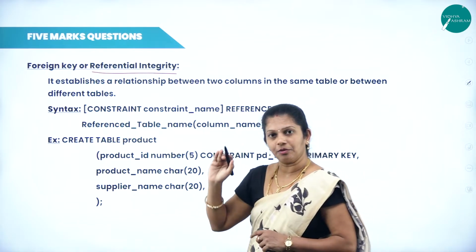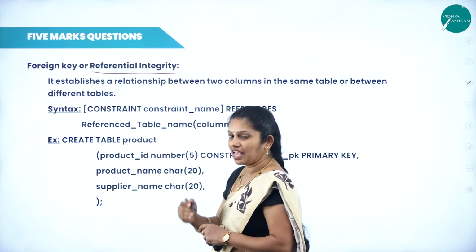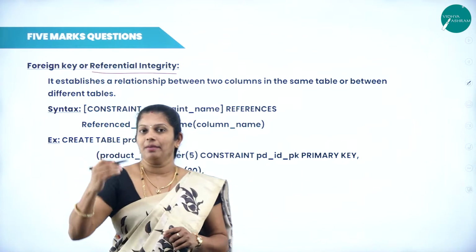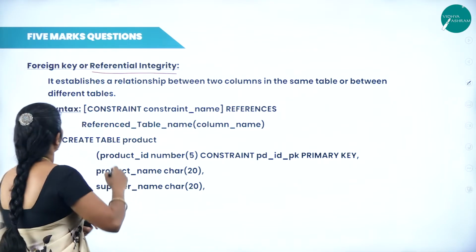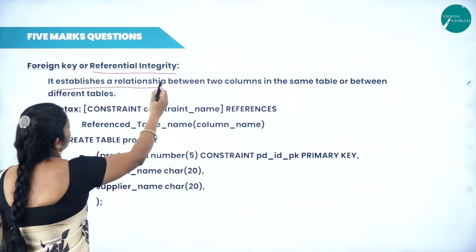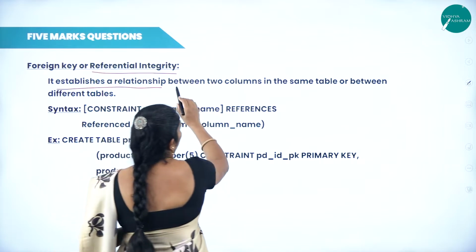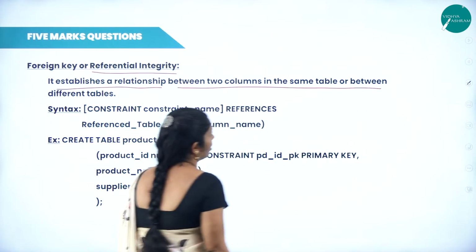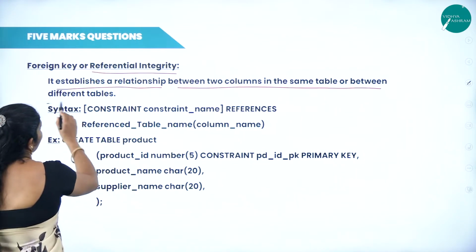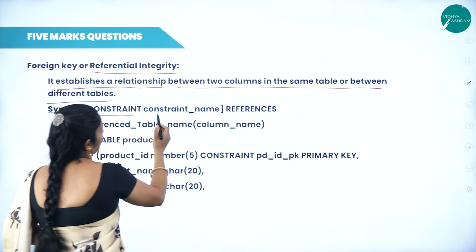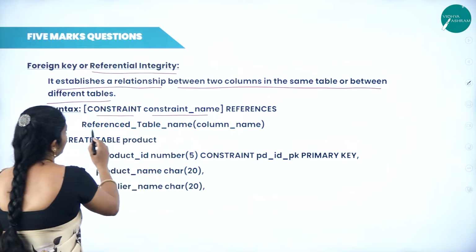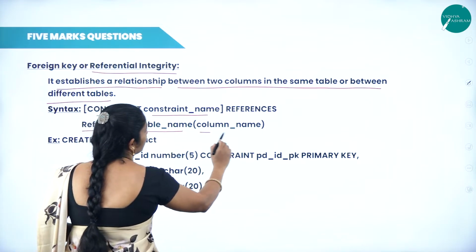In one table that attribute is present, but the same attribute works as a primary key in another table. That is nothing but a foreign key. It establishes a relationship between two columns in the same table or between different tables. While writing the syntax: constraint name, then reference table name, then column name.